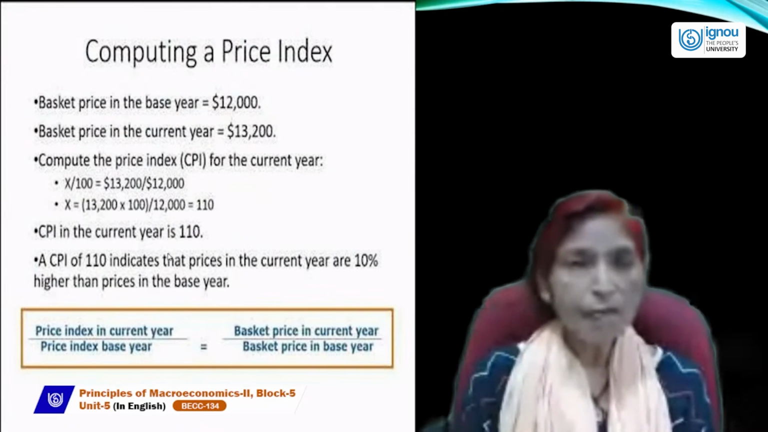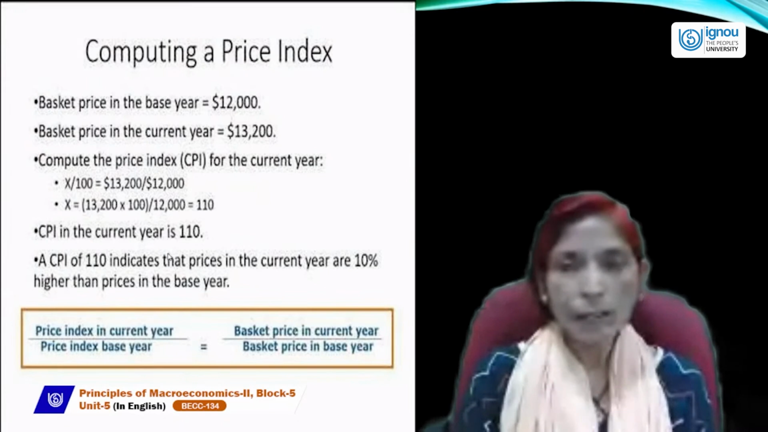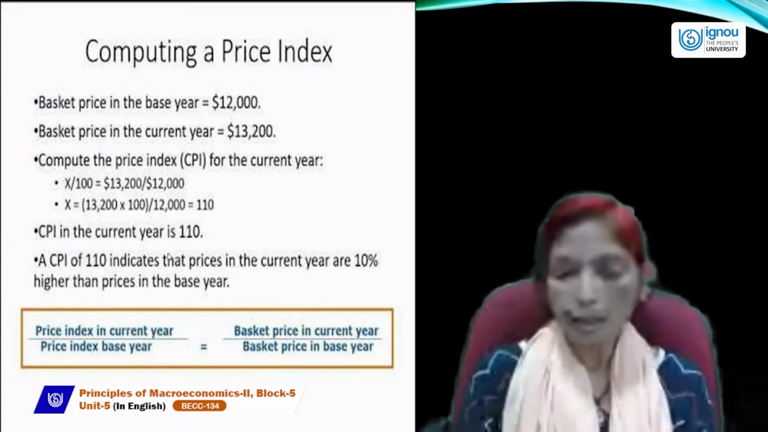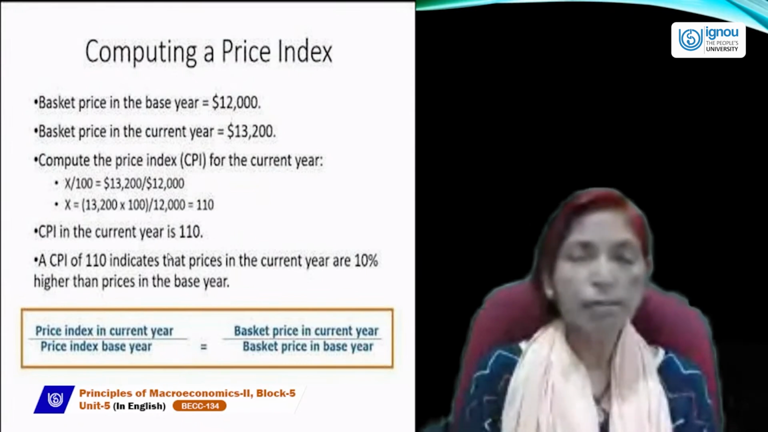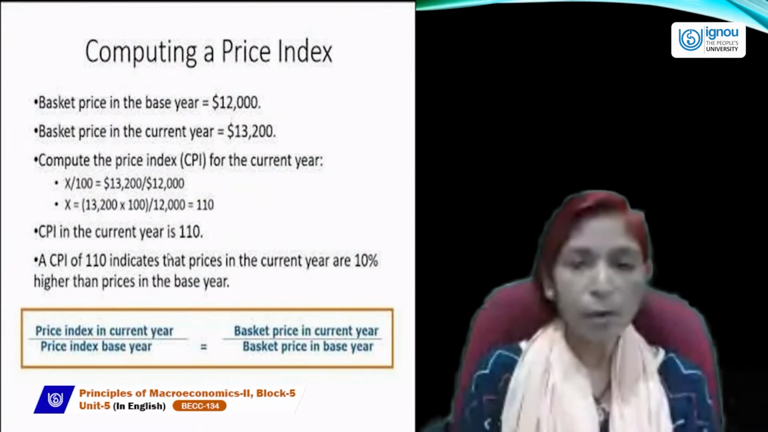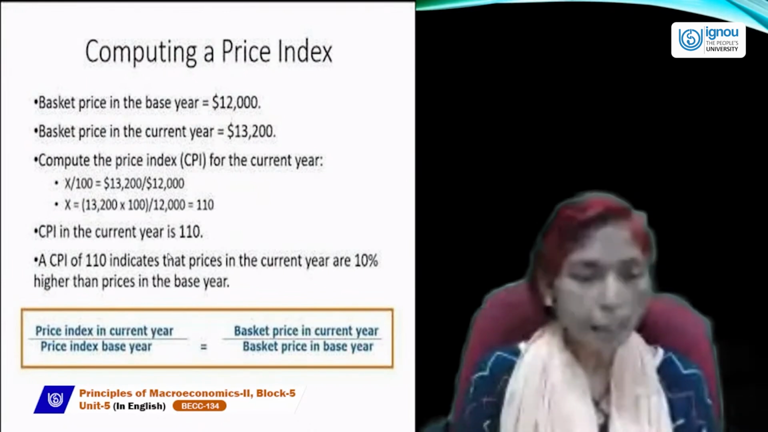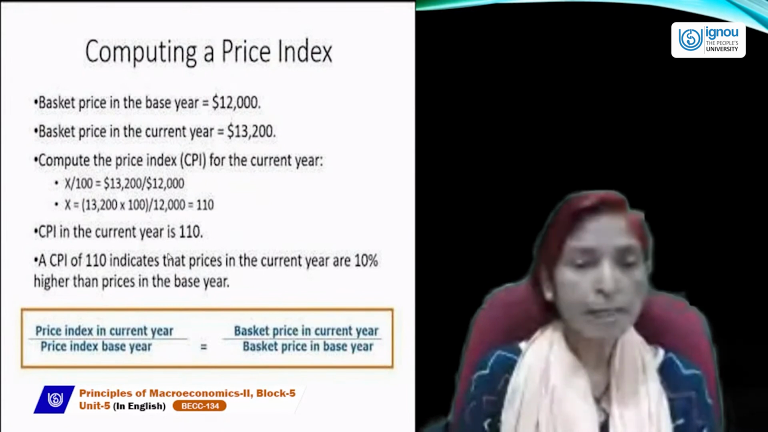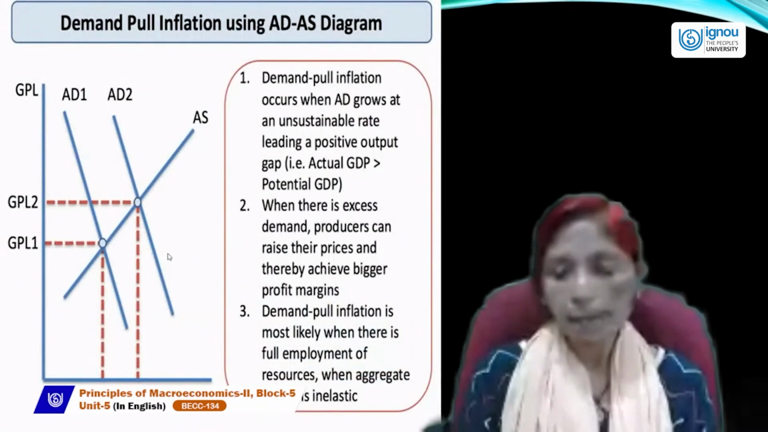We can also write this formula in this form: basket prices in the current year divided by basket prices in the base year. This is called the price index, and this is the formula for calculating it. The simple formula is nominal price, or current year price, divided by base year price, or real price, multiplied by 100. It is the formula for computing the price index.